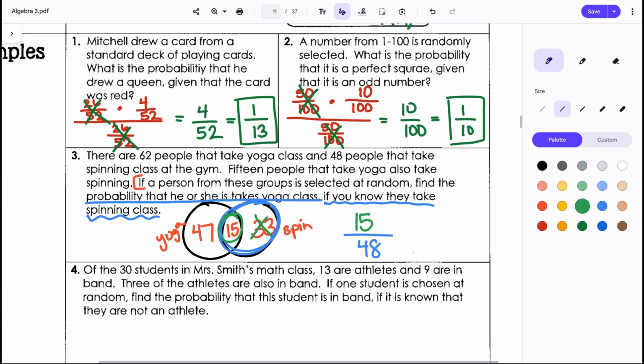Can this be reduced? To what? 1/3? Is that what you said? Okay. If you're unsure, type the fraction into your calculator and your calculator will reduce it for you. You just have to type in the fraction and hit enter.